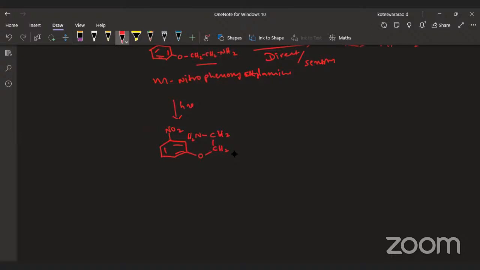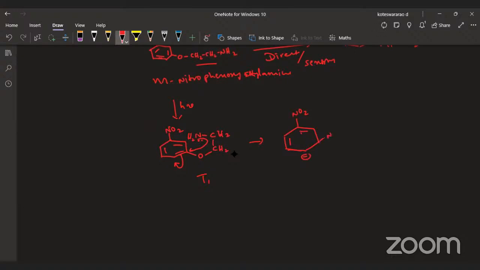Now it is the excited state. It may be the triplet excited state. The lone pair of electrons present here will be donated here. Now this will be transferred to here, which leads to the formation of an anionic or zwitterion intermediate. Zwitterion intermediate. The negative charge is here.